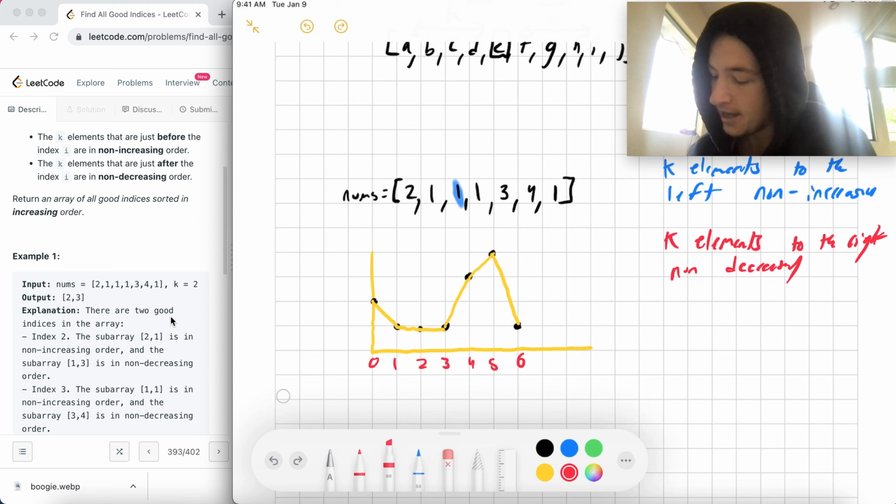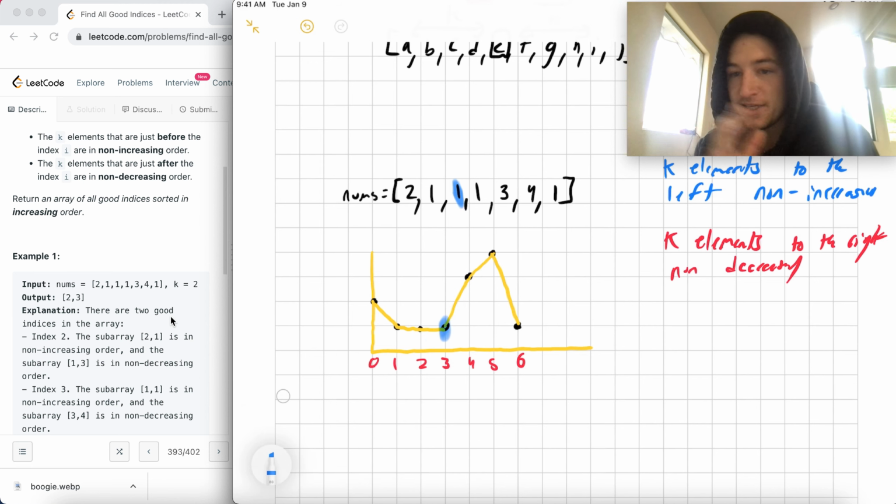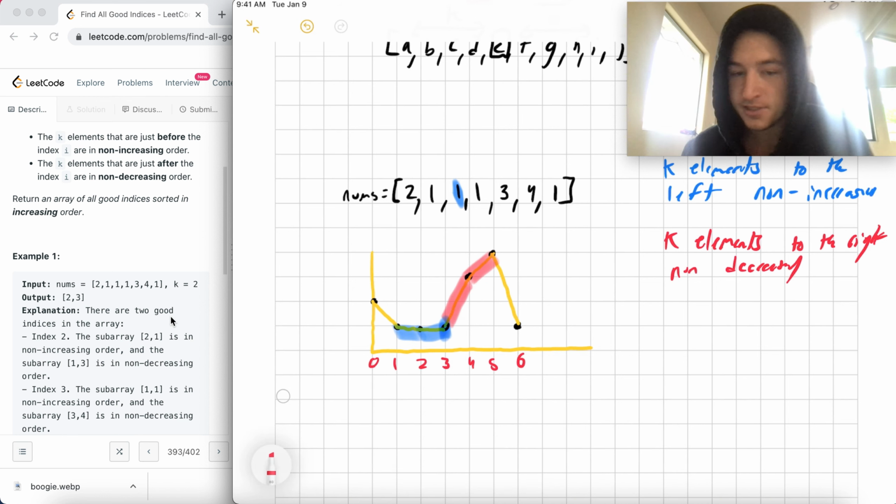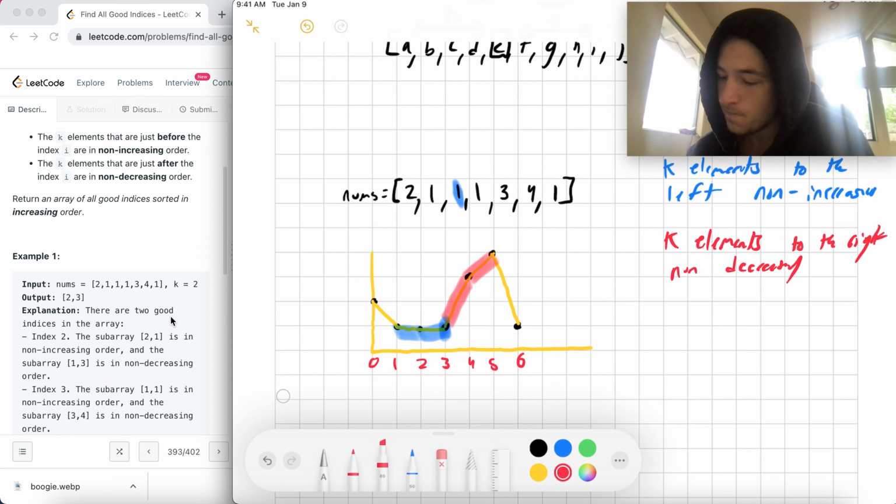Now let's look at 3. Are the two things to the left non-increasing? This is non-increasing and this is non-increasing, so yes. And are the two to the right non-decreasing? This is non-decreasing and this is non-decreasing, so that's also a solution.